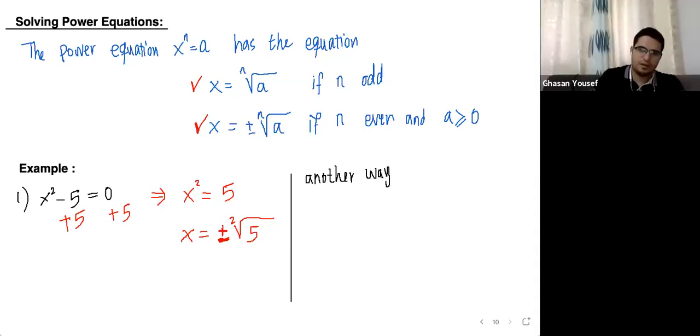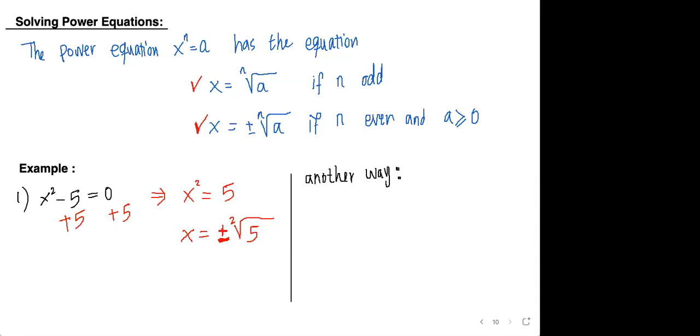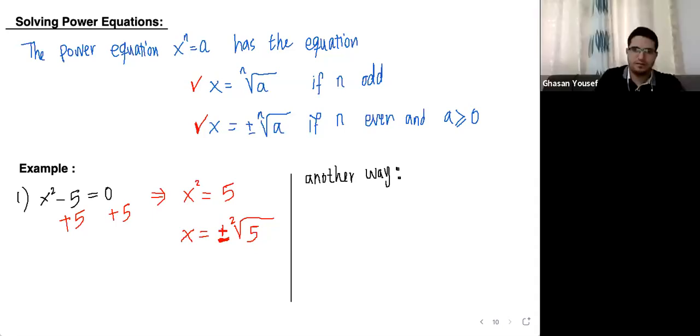What about if you factor x squared minus 5? How can you factor x squared minus 5? x plus 5 and x minus 5. x minus 5 or the square root of 5? Actually, we're taking the square root of this and this. So x minus square root of 5 times x plus the square root of 5, and this is equal to 0.